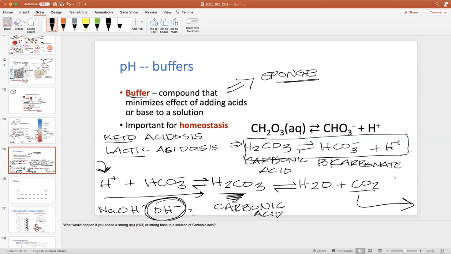That would be a really cool way to check and see if you understand this. And again, it's a question that I'm very willing to answer for you on Friday. But I think the best analogy is to think of buffers as sponges that help to maintain pH, okay?